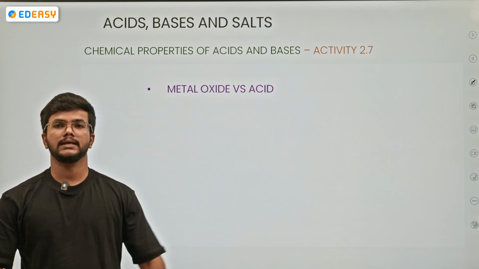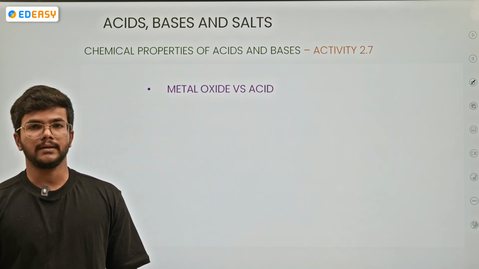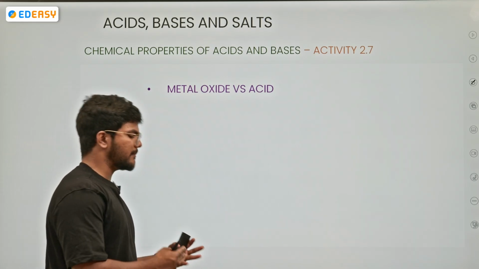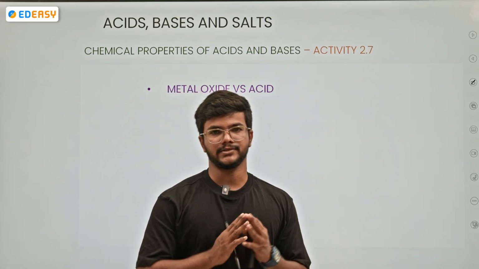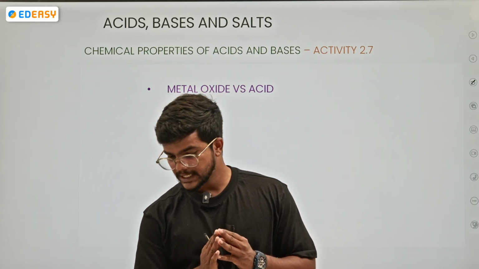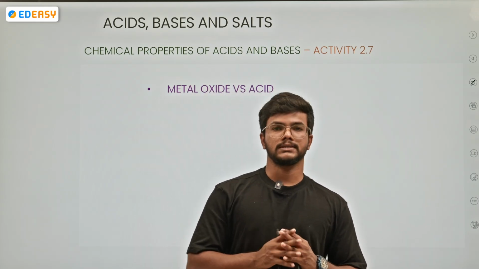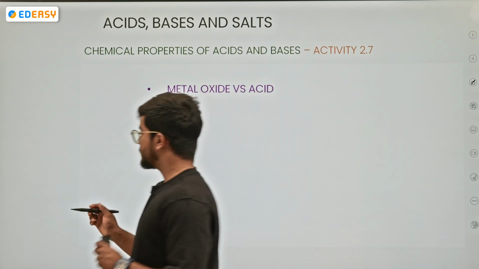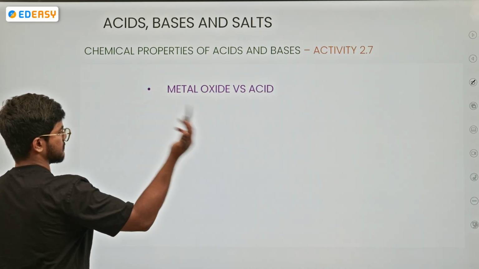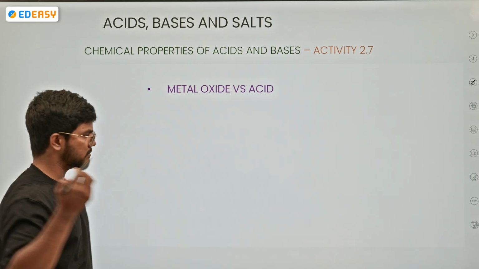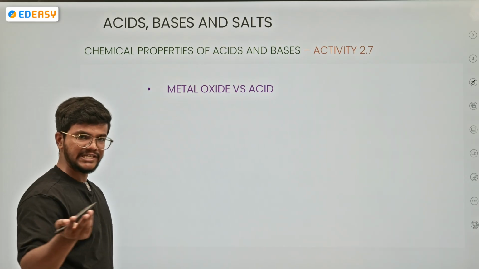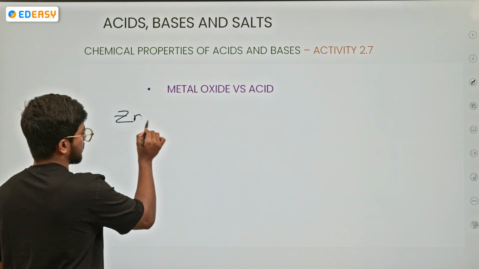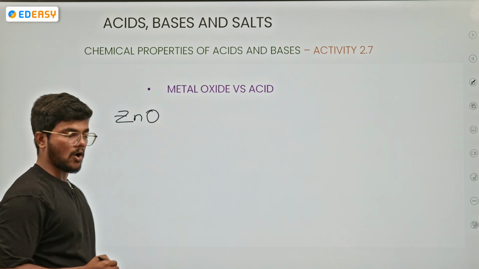So next is activity 2.7, metal oxide reacting with acid. So what will be the metal oxide? What is an oxide actually? Oxide is oxygen. When oxygen makes a bond with a metal, it gives a metal oxide. One example for the metal is zinc, or magnesium or calcium. Let me take the example of zinc. Zinc reacting with oxygen gives zinc oxide.